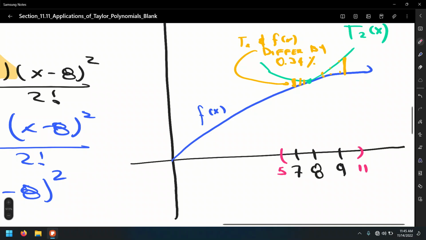So there's a couple of things that we can do to improve the error, or to improve the maximum error. What would you do to reduce this gap? Add more terms, right? Add more terms, or narrow the interval.